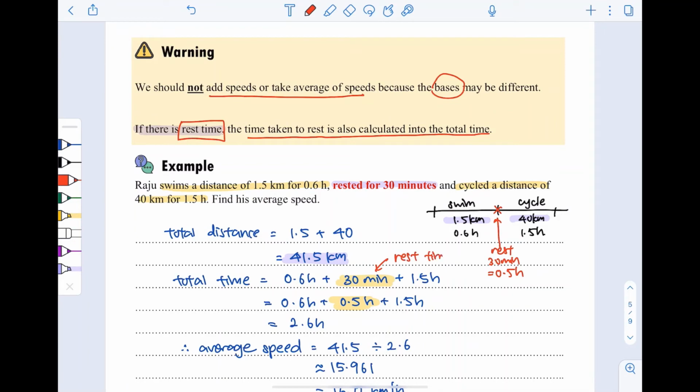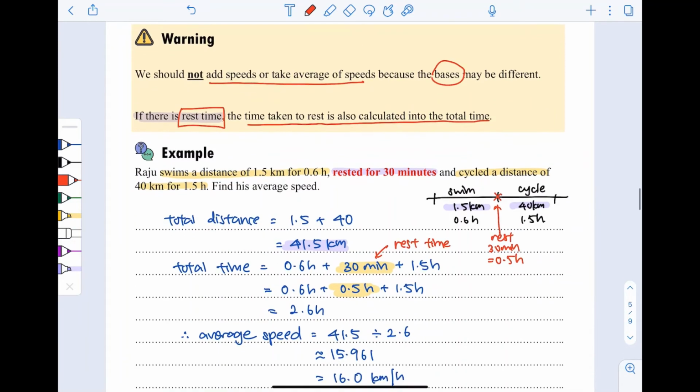You may be wondering, why is that so? The reason for this is because swimming and cycling is part of his journey, but then resting is also part of his entire journey from the start of swimming to the end of cycling. So therefore, we have to take into consideration the rest time, which is part of his entire journey.